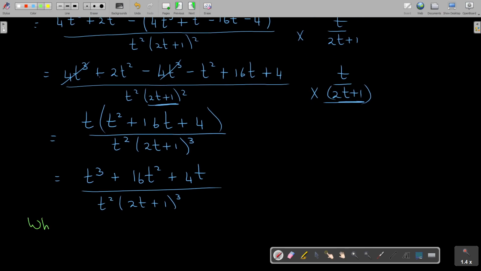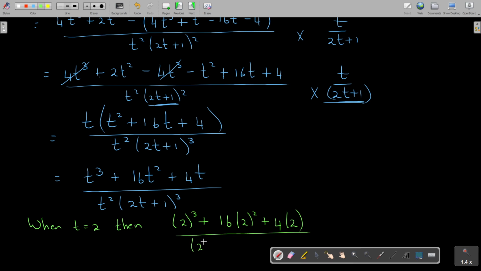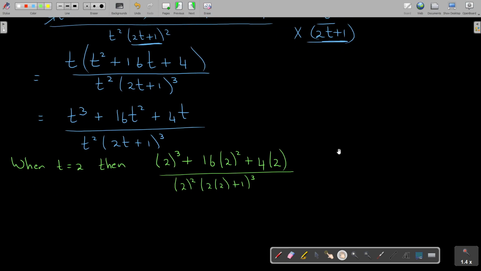so when t is 2, then, okay, it's going to be 2 to the power of 3 plus 16, oh, let's see, yeah, 16, 2 squared plus 4, 2 over 2 squared, 2 plus 1, and it's a 3. Okay. And then if I simplify this, okay, this is now just a lot of simple calculations.